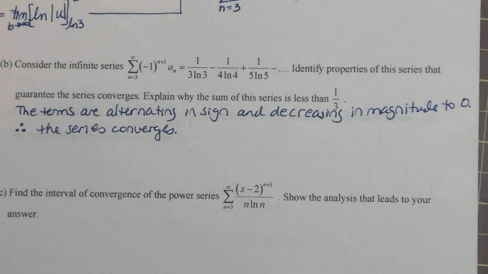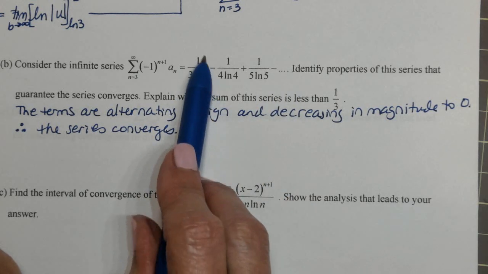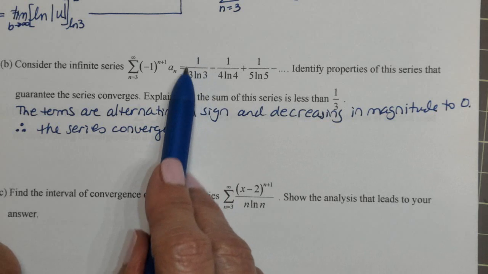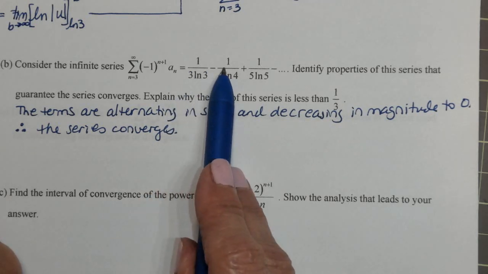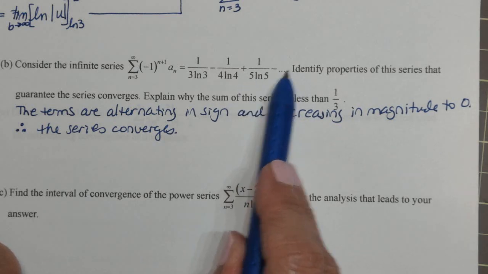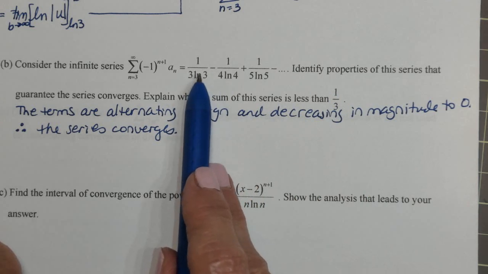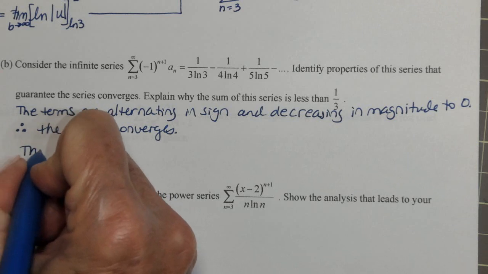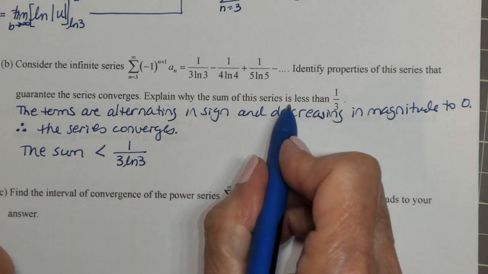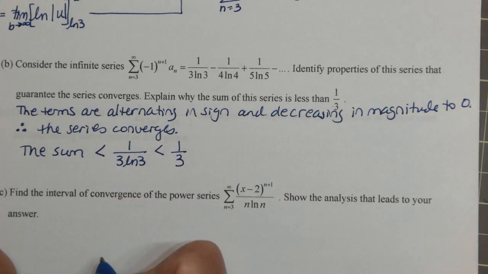Now, why is the sum of this series less than 1/3? Well, if your series is alternating in sign, this value right here is the largest it could be, because we're starting with this and then subtracting a piece, not as big, and then adding a piece, not as big, and then subtracting a piece, not as big, etc. Your sum will be less than that first term. So the sum is less than 1/3 ln of 3, which is less than 1/3. So I answered the second part of that question.